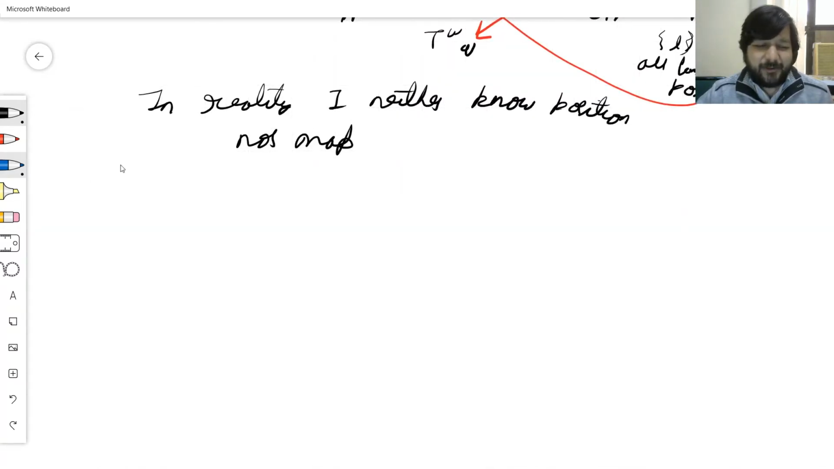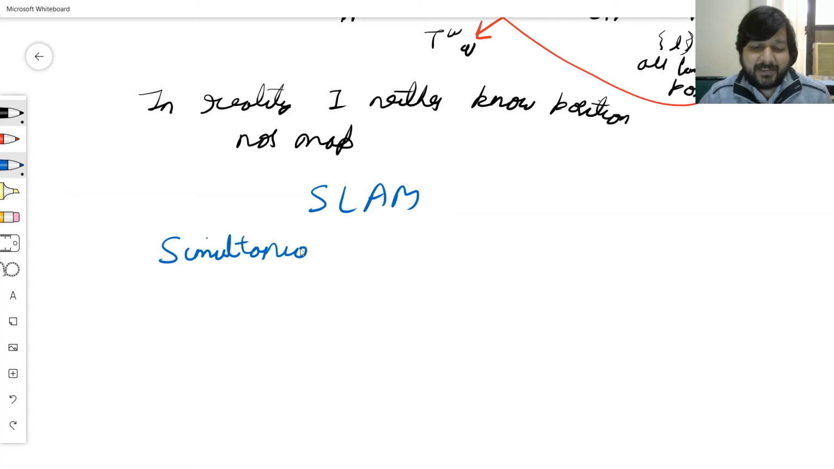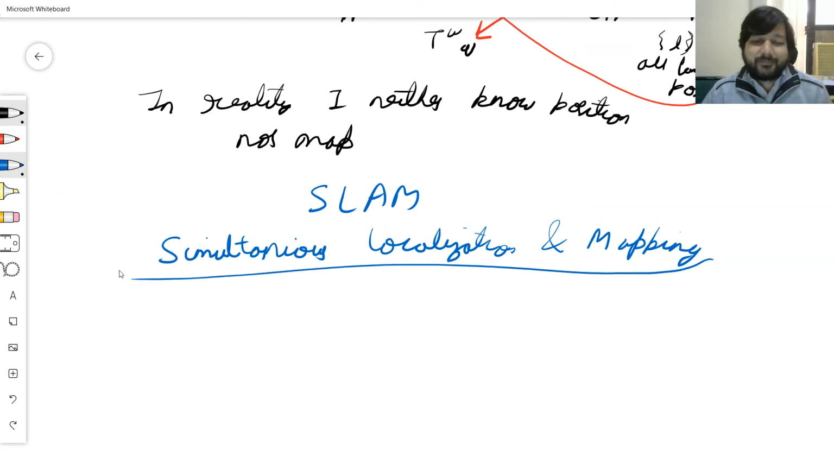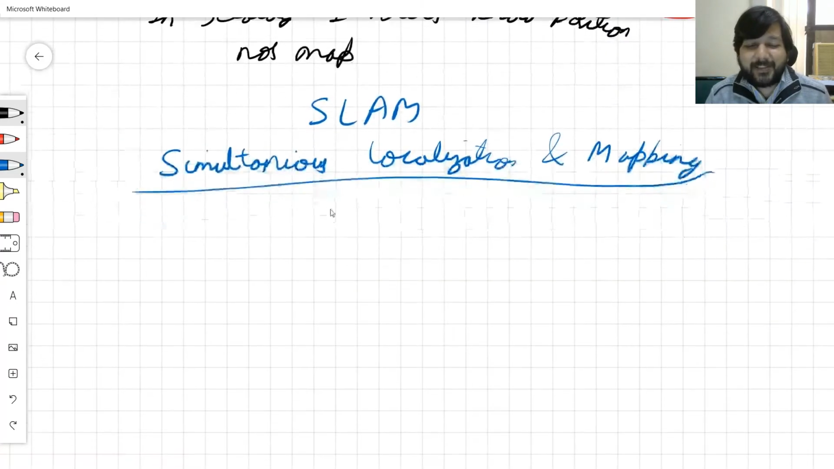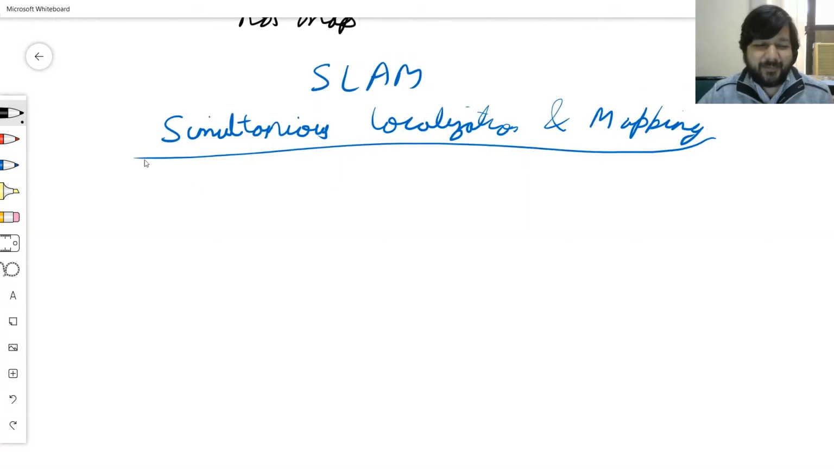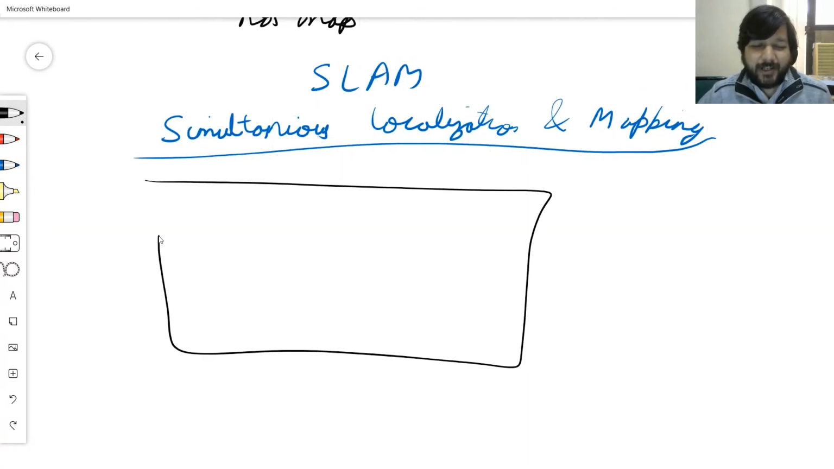The technique that we use, of course, is called simultaneous localization and mapping. So I cannot do mapping because I don't have location. I cannot do localization because I don't have a map. So I say, let's simultaneously solve this thing. I'll only take it intuitively again. So this is a map only for you and me to see. The robot doesn't know about it.